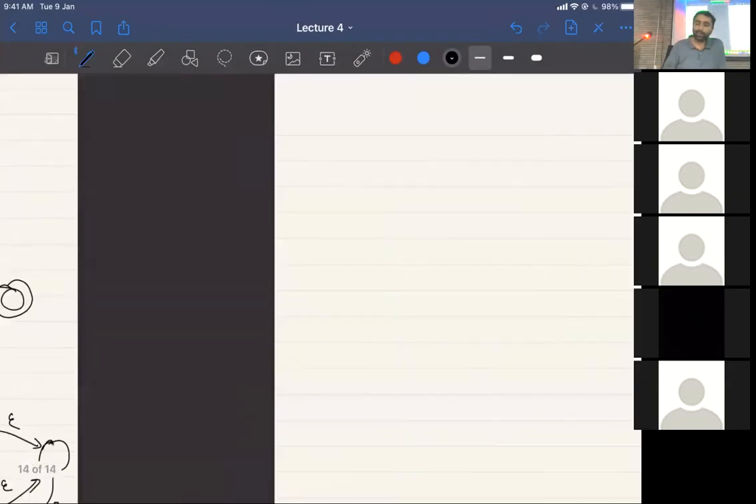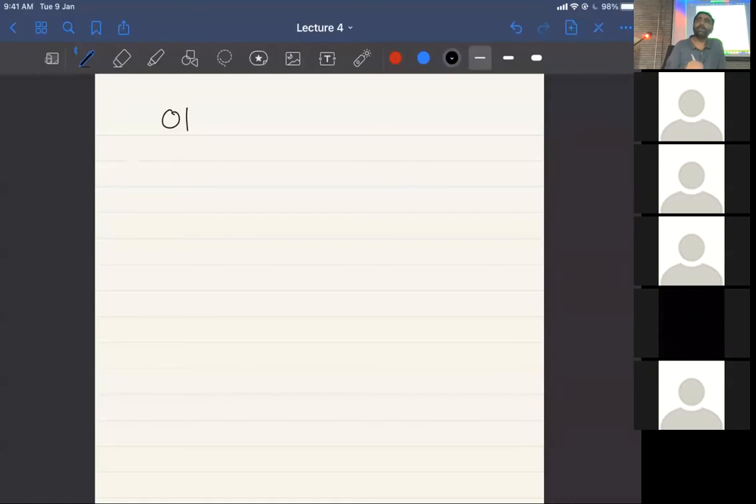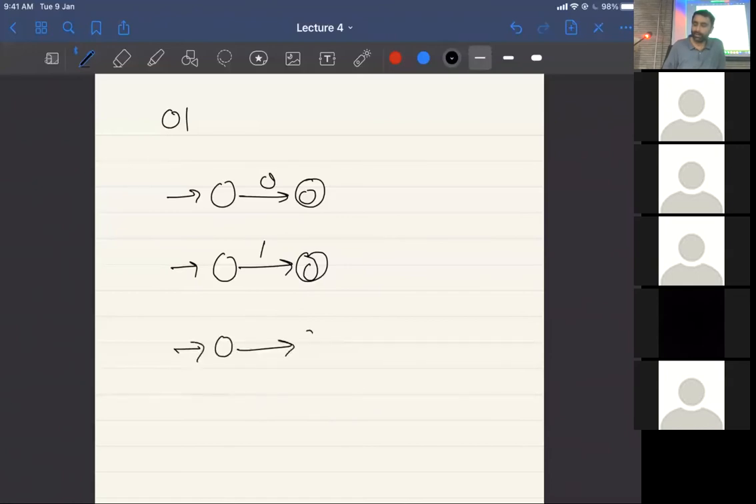Now we have one more thing, that is 0-1 at the end. How do we construct 0-1? First of all, let's find the NFA for 0. The NFA for 0 is very simple. This is the NFA for 0. What is the NFA for 1? This is the NFA for 1. And how do we concatenate two NFAs? We can concatenate two NFAs like this. So this is the NFA for 0, 1.